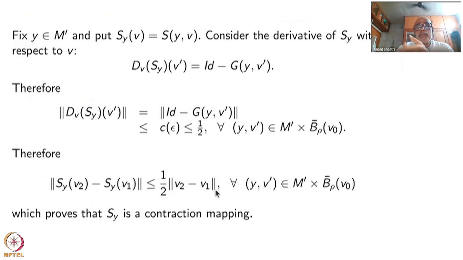Right. So this is the mean value theorem that we have proved. I mean, mean value inequality. For every y, v prime belonging to M prime cross the closed ball of v naught, what is this constant? This constant is less than 1. Therefore, this is a contraction mapping.